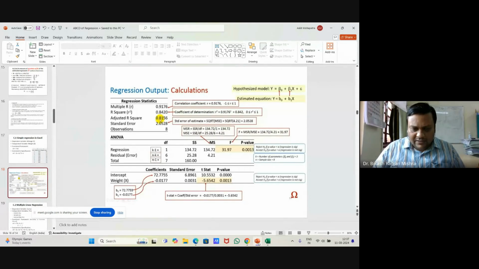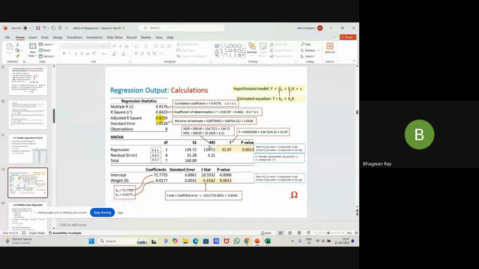This is what you call the sum of square. I have forgotten that process. This is not actually the sum of square value over here. Some portions of the sum of square will be this 134.72 divided by the degrees of freedom. This is what is called the mean sum of square over here.